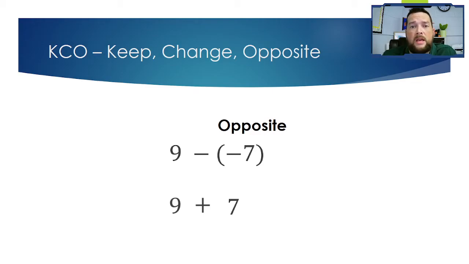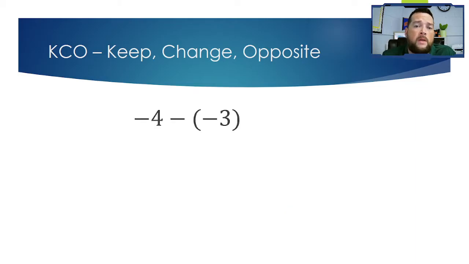And that one's pretty easy. Those are just two positive numbers. The answer is going to total up to 16. So let's go on to one that would have positives and negatives. Again, we're going to keep the first number the same, so we would keep negative 4 the same. We're going to change the subtraction to addition. And we're going to change that next number, the negative 3, to its opposite, which is positive 3. So there's the process applied to this problem.